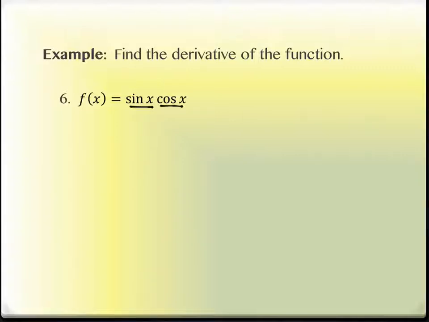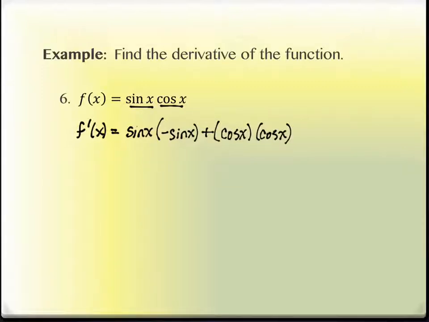Okay, there are two pieces. They are multiplied. I have to use the product rule. So using the product rule, I simply rewrite the first piece, sine x. And then I need the derivative of cosine of x. So what's the derivative of cosine of x? Negative sine of x. Because it's a product rule, it's addition. And then I'm going to do the opposite, right? Now I need the derivative of the first piece, sine of x. So what's the derivative of sine x? Cosine x. And I rewrite the second piece, which is also a cosine of x.